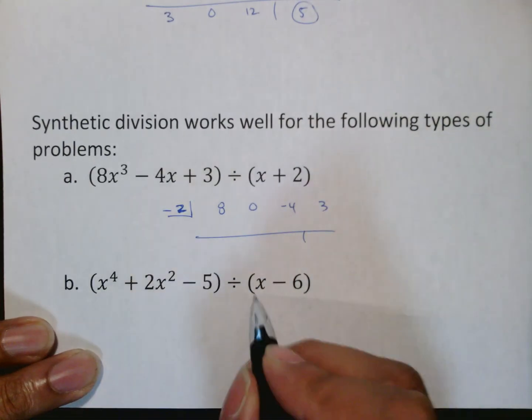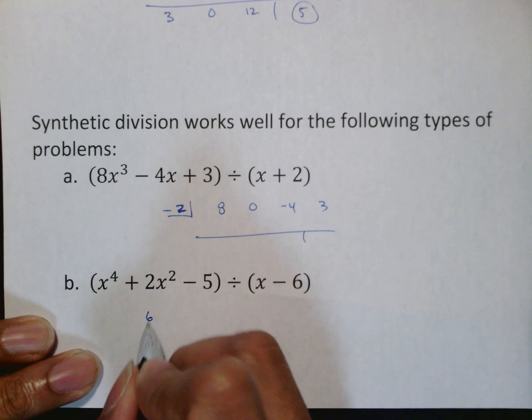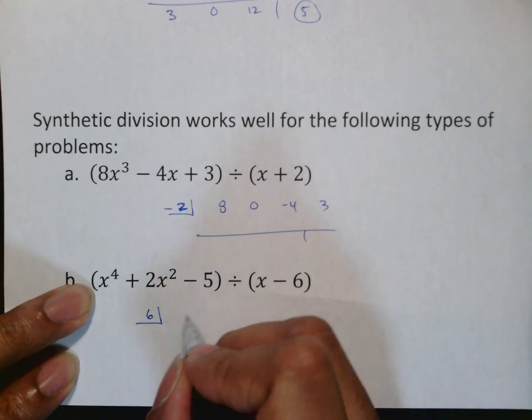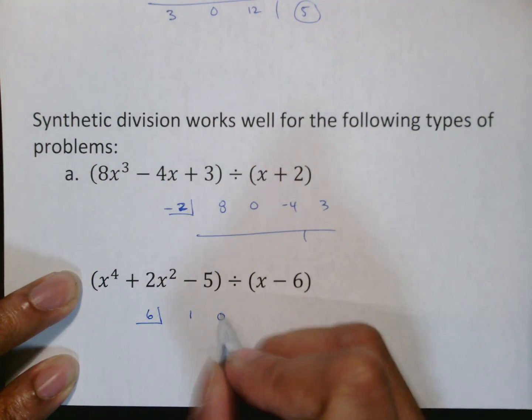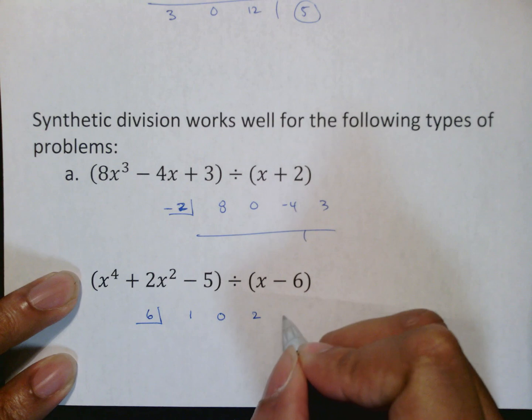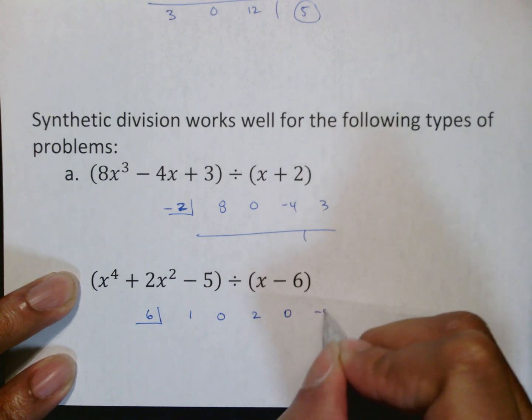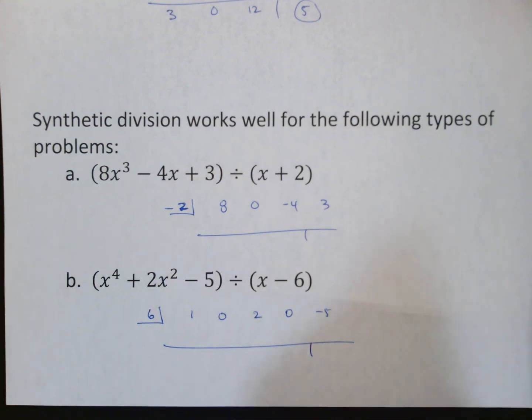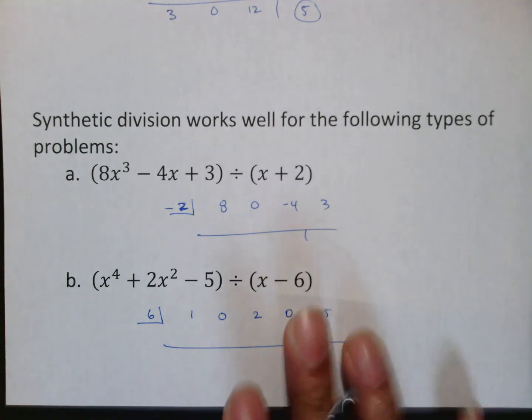And if you were going to do this one, again, you would take x minus 6, turn that into a 6, put it in the box, with 1 for the fourth, 0 for the third, 2 for the second, 0 for the x, and negative 5 there, with your remainder going there. So again, synthetic division works for those.